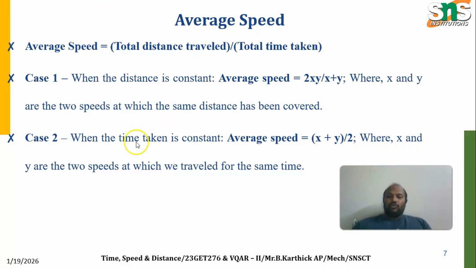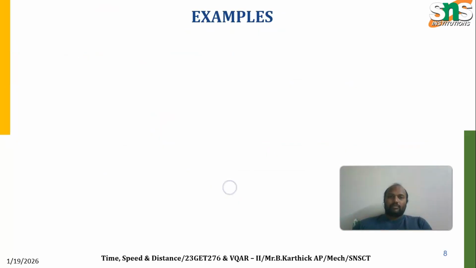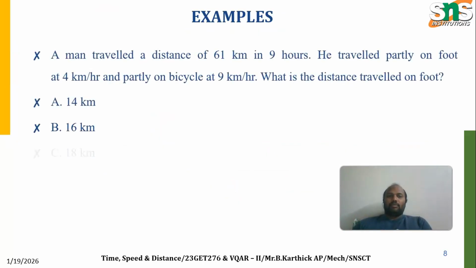So we'll see practical problems so that we can understand much deeper. The first example: a man travels 61 kilometers in 9 hours. He travels partially on foot at 4 kilometers per hour and partially by bicycle at 9 kilometers per hour. What is the distance traveled on foot?